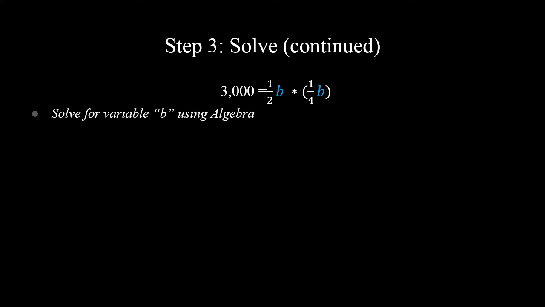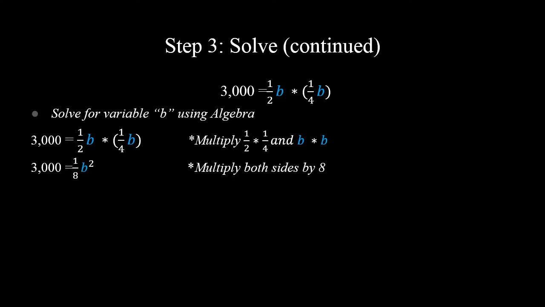And how do you do that? Well, when you solve for a variable, you guys, you want to isolate it, which means you want to get your variable on one side and literally everything else on the other side. So we need to get rid of that 1/2, that 1/4. We need to isolate our b, and we're going to use algebra to do that. All right. So here's what we've got. We've got 3,000 equals 1/2 b times the quantity 1/4 b. We're going to multiply 1/2 and 1/4, and b times b. We're basically just multiplying those constants and variables together, which gives us 3,000 equals 1/8 b squared, right? 1/2 times 1/4 is 1/8, and b times b is b squared.